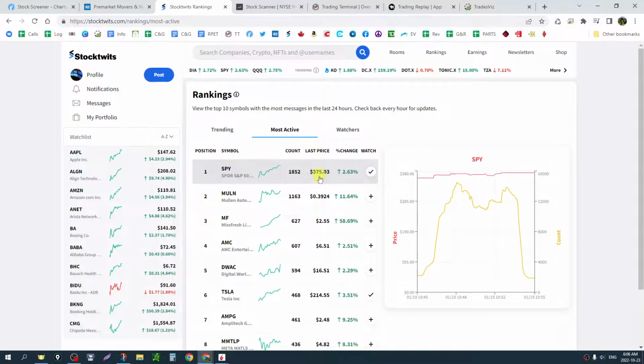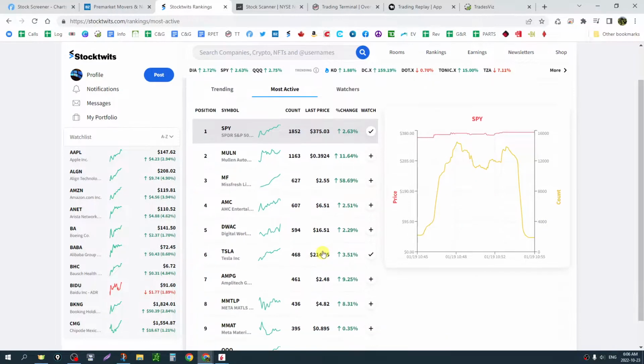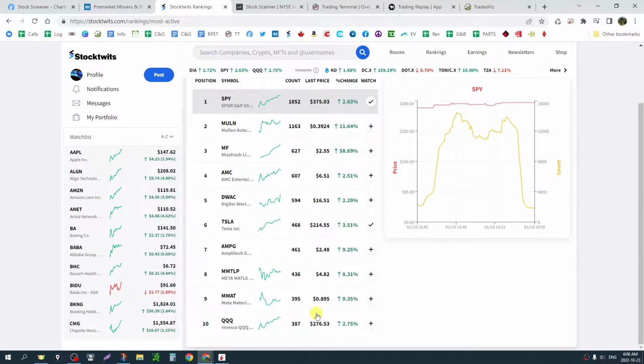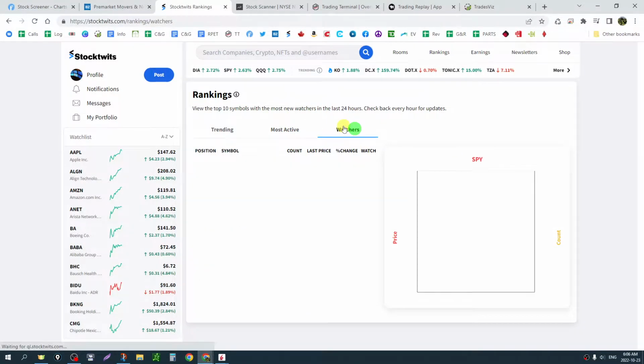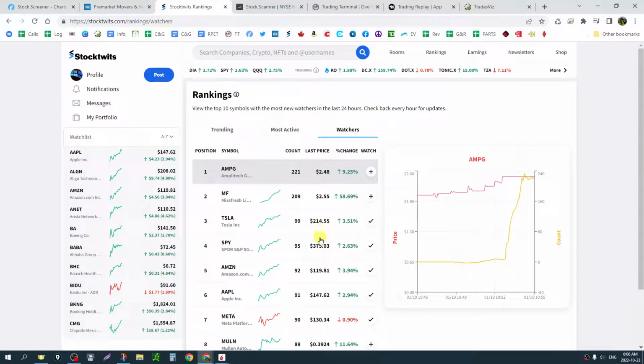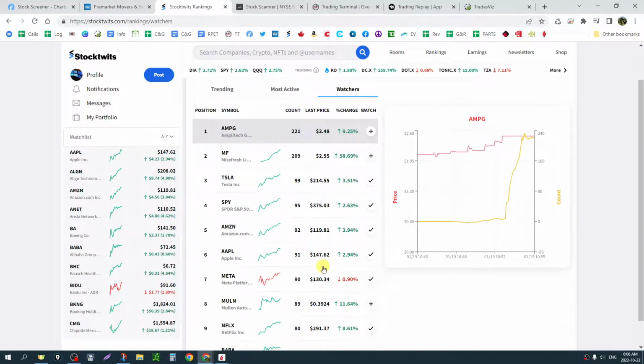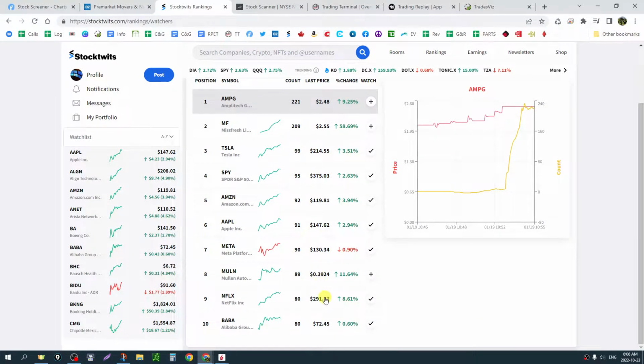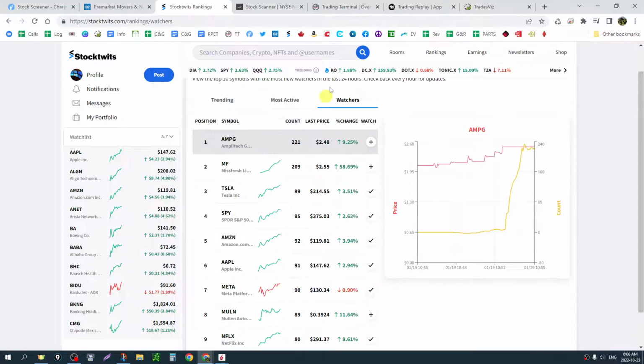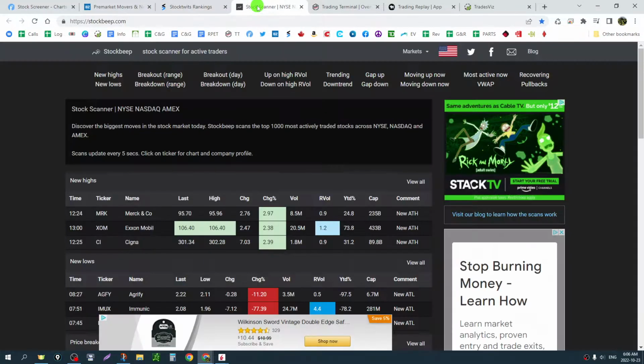Most active, again, I'm looking at price, Tesla. And watchers, I'm just looking at price, Tesla, Amazon, Apple, Meta, Netflix, and BABA. Okay, so then I went through there.